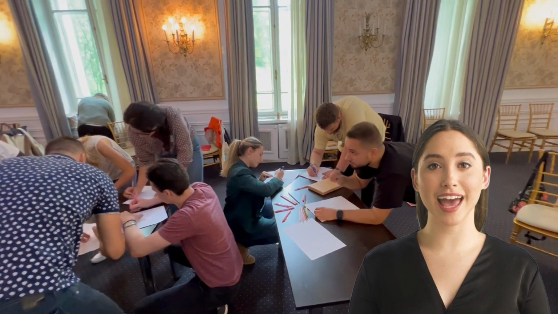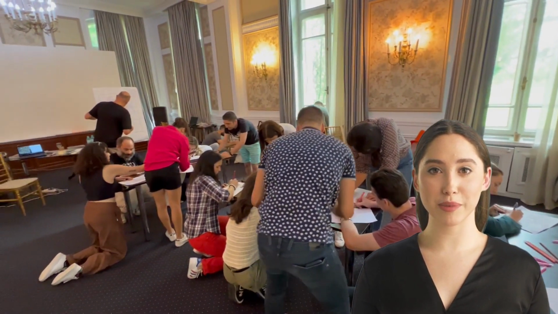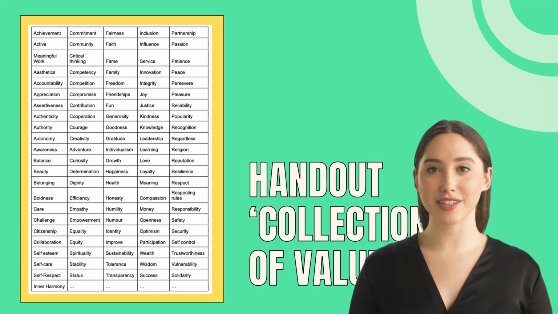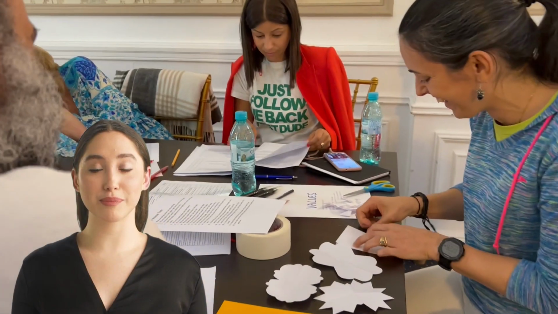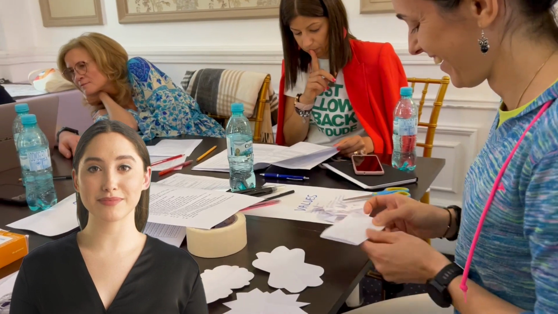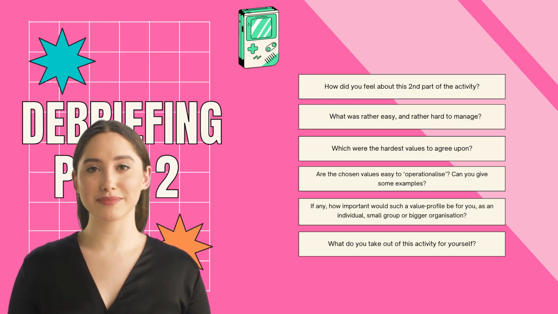After debriefing, ask the groups to sit together again, divided over the room. Give to each group an overview of the printed handout collection of values. Ask each group to decide on maximum 5 core values, which they all share and agree upon. Give the time needed, according to the level of discussions which take place in the different teams. Ask each group to write the values on a piece of paper. When all groups have finished, share the results of each group in plenary. Start the second part of the debriefing.